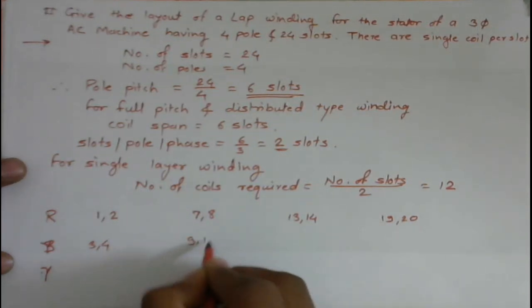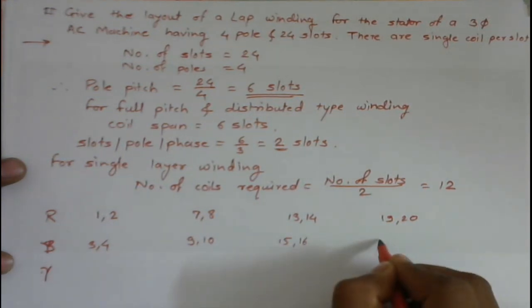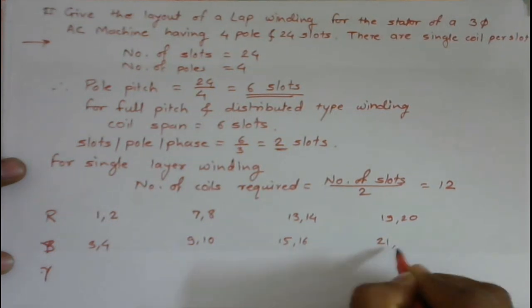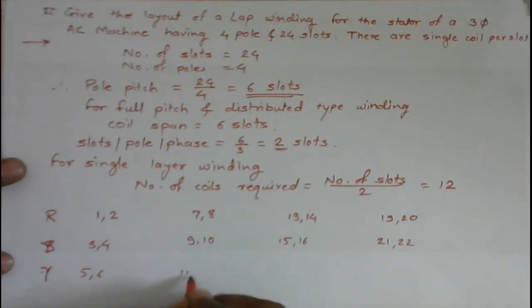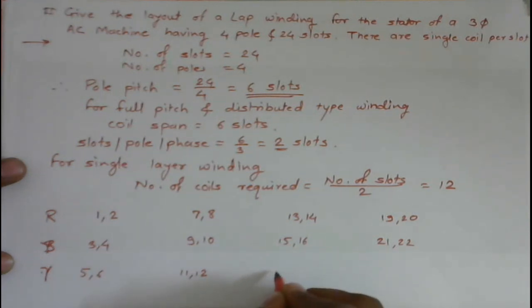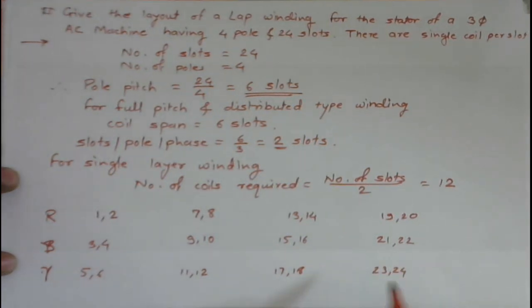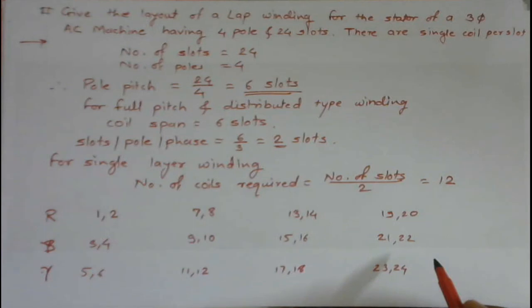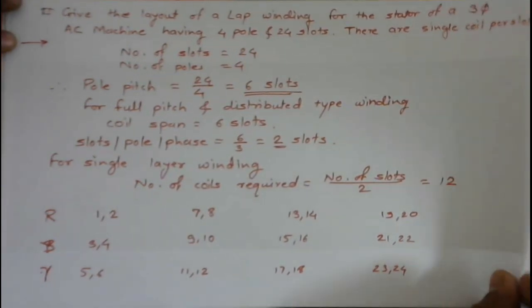Similarly for B phase it will be from 3rd and 4th slot to 9th and 10th, then from 15th and 16th to 21 and 22, and for Y phase it will be 5, 6 to 11, 12, and 17th and 18th to 23rd and 24th. So these are the slots which are dedicated for R, B and Y winding. So let us draw the winding diagram manually, and then we will draw it in AutoCAD software.